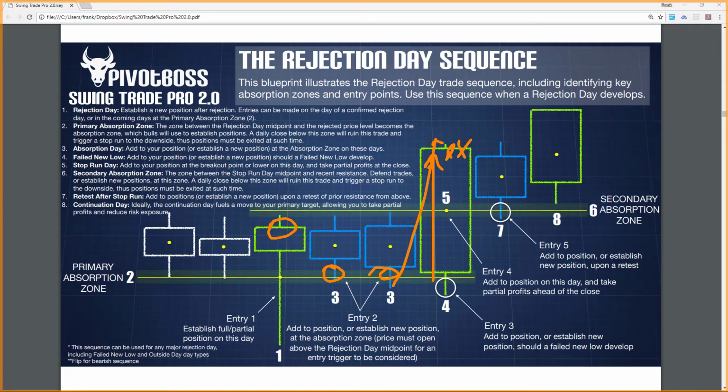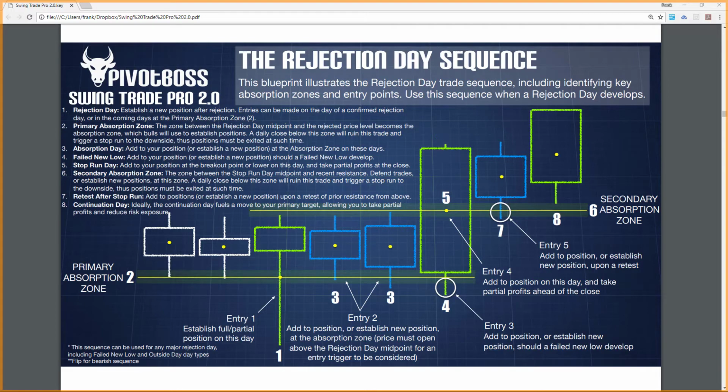Say, for example, you had taken a partial entry here and a partial entry here, and then you start to see an aggressive stop run day develop. You could double that trade now here, and when price closes the day higher, take off whatever you added during that part to take partial profits, and then you can add back to it here after the retest. So a very, very aggressive day that occurs here.